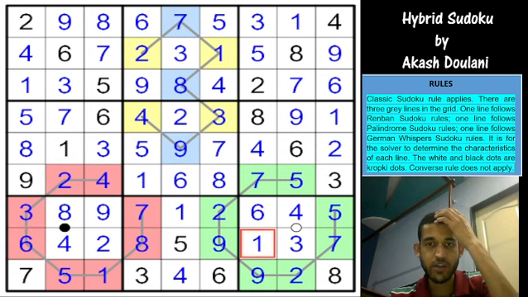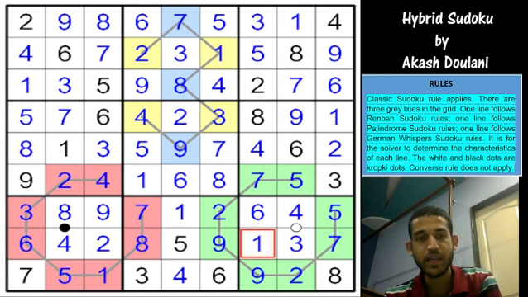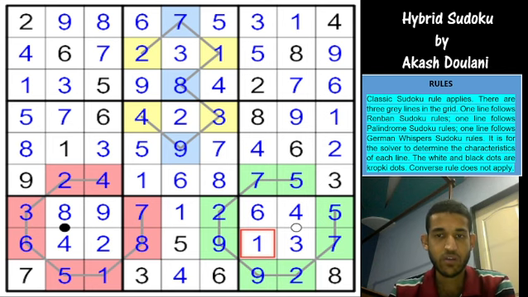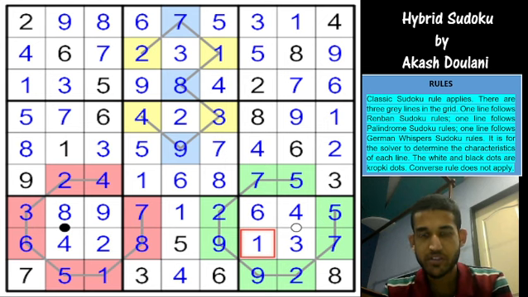And with that, we have completed this Sudoku by Akash Dulani. A really aesthetic looking Sudoku, and with a very tough deduction in the middle of the solve. Hope you guys got to see what was the stickiest deduction in the Sudoku and enjoyed the video.